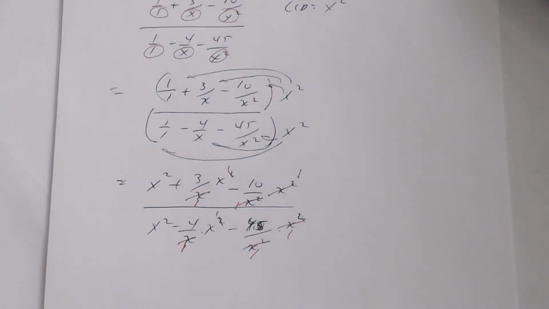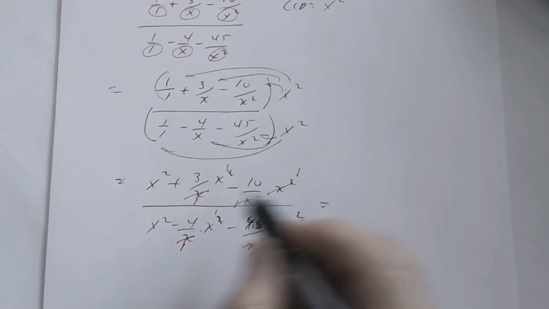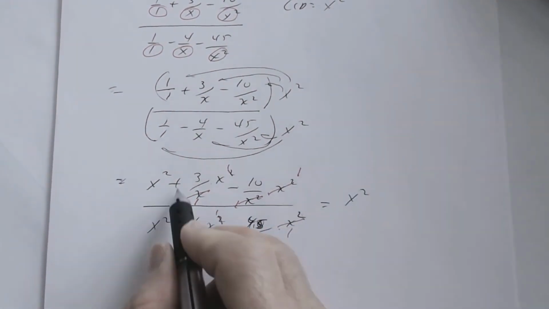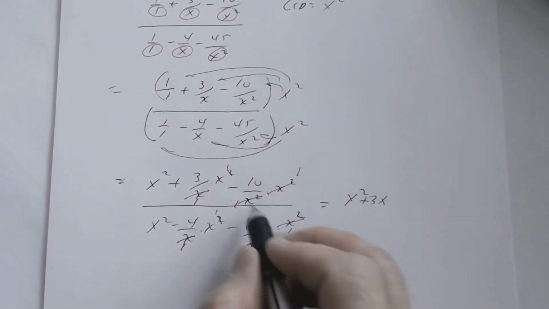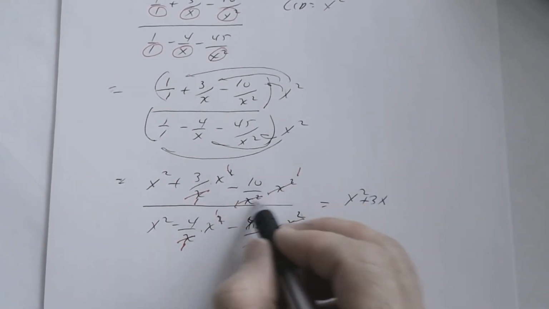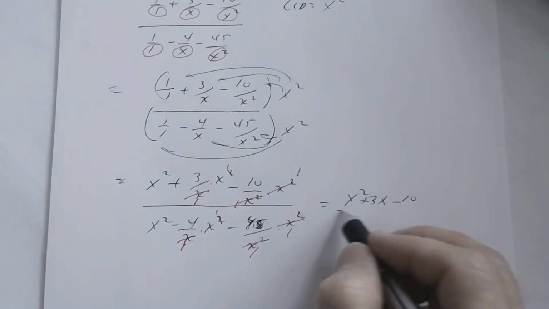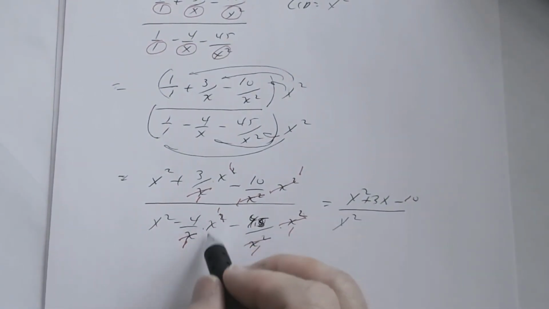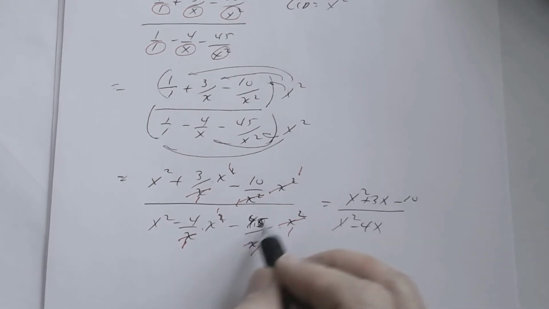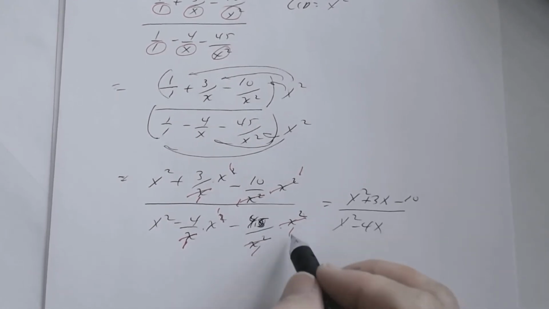And so now what we have is this. We have x squared plus 3 times x is 3x. And then minus 10 times 1 is 10. Divided by x squared minus 4x minus, and then that's 45, because 45 times 1 is 45.